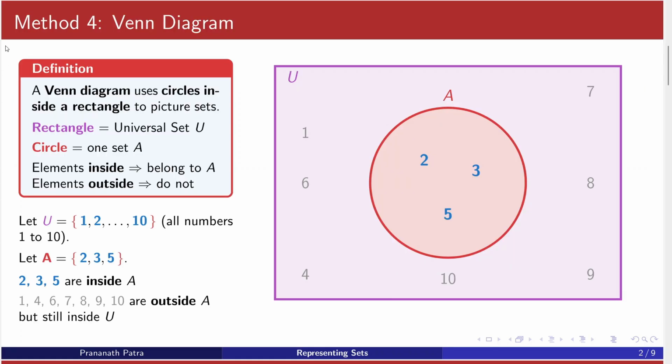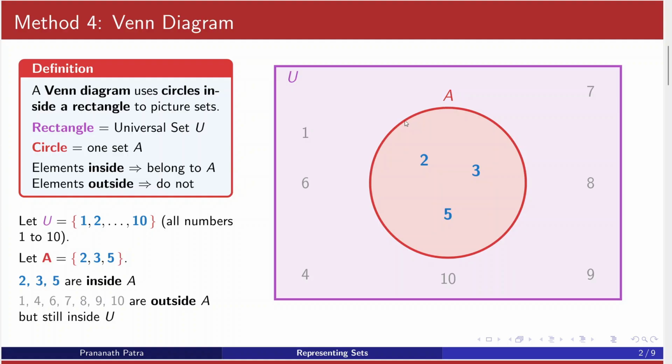Up to this point, we have used words and symbols to represent sets. Now, we are going to use pictures. This brings us to Method 4, the Venn diagram. A Venn diagram is a wonderful visual tool that uses circles placed inside a rectangle to give us a picture of our sets. Let's break down what these shapes mean. The large rectangle represents our universal set, which we call U. You can think of this as the overall container for everything we are currently talking about.